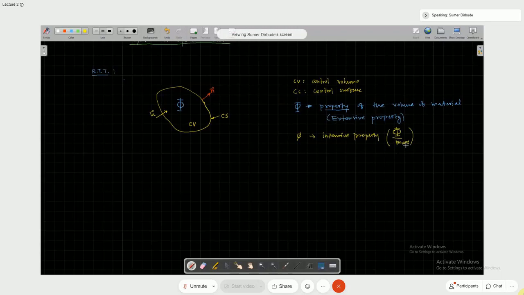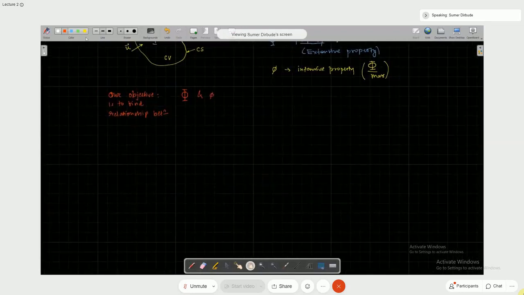Okay. Now our objective here is to find a relationship. RTT is nothing but finding a relationship. Our objective is to find out a relationship between capital phi and small phi. Okay. And by definition, we know that this can be represented like this.